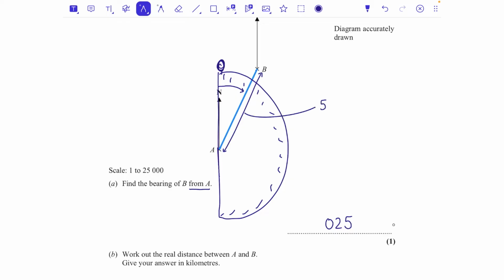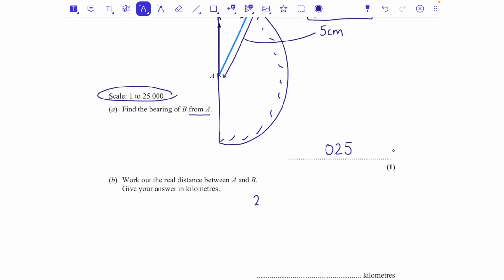So for me, when I measure this, it's 5 centimetres long, but you were allowed anything from 4.8 up to 5.2 centimetres. That was the range that was allowed. I measured it as 5 centimetres. Now, if that is 5 centimetres long on my map, then in real life, we know it's 25,000 times bigger. So I'm going to do 25,000 times 5. 5 times 5 is 25, so 5 carry the 2, and 5 times 2 is 10, add the 2 is 12. So in real life, it would be 125,000 centimetres.